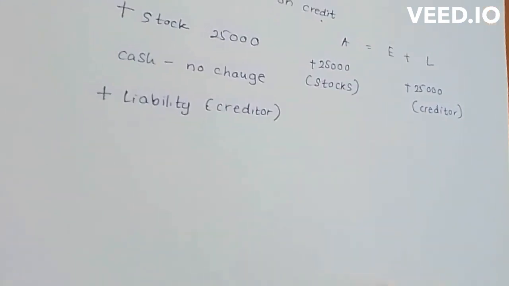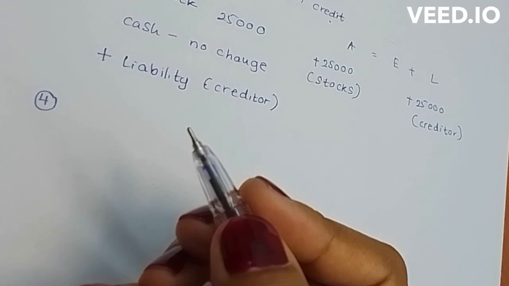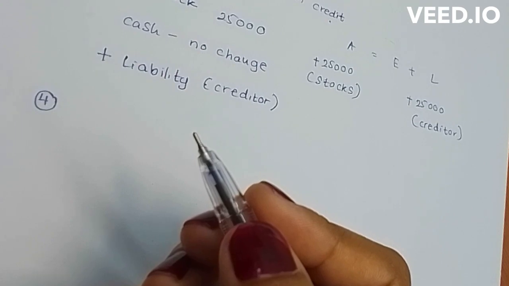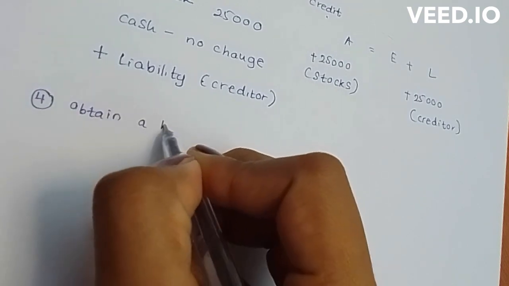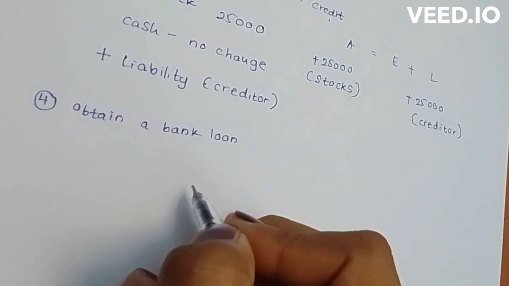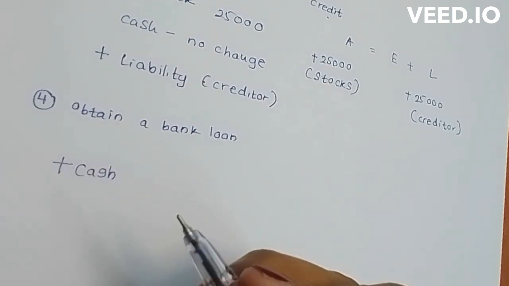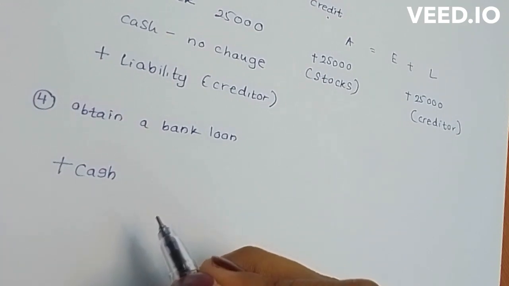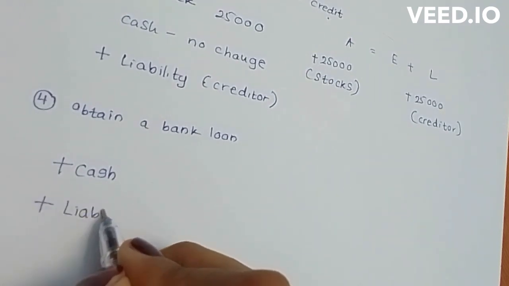Okay, clear. So now we will move to the other one, fourth transaction. That means 7th of April, obtained a bank loan, rupees 100,000. So when we obtain a bank loan, what will happen? We are getting cash from the bank. And also, what will happen? When we are taking a bank loan, that means we need to pay them later. That means we are incurring a liability as well.